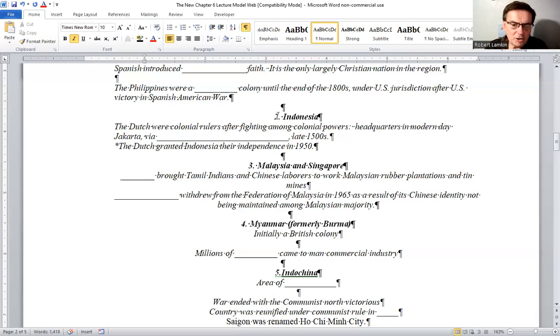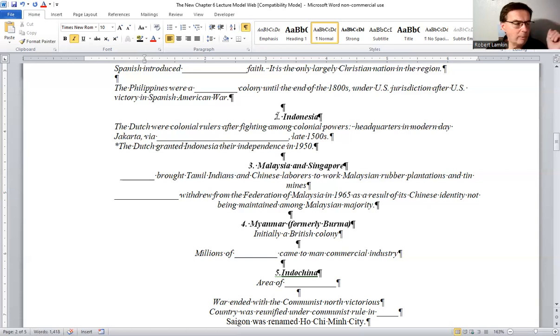Malaysia and Singapore. The British brought Tamil Indians and Chinese laborers to work the Malaysian rubber plantations and the tin mines. Singapore is at the very tip of Malaysia, that peninsula. They withdrew from Malaysia in 1965 because they have a pretty large Chinese identity there in Singapore, and they didn't feel that it was being maintained by the Malaysian majority and the Malaysian government.